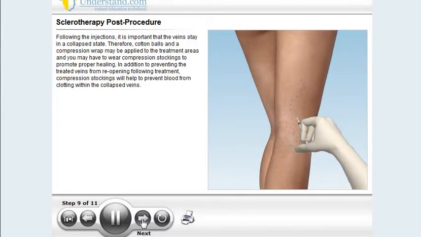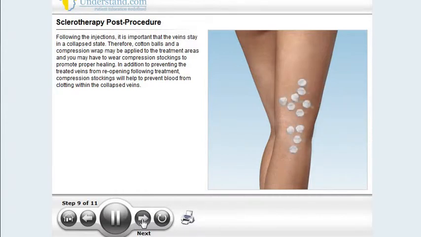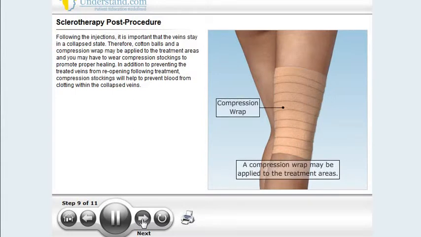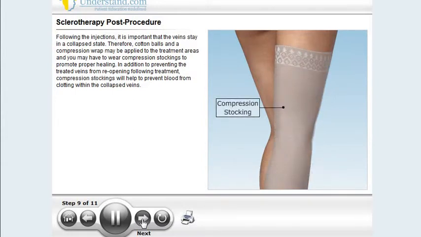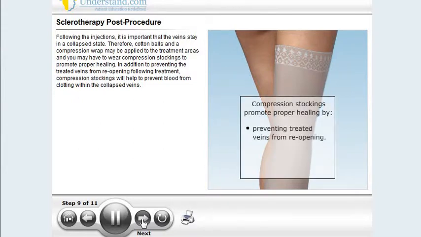Following the injections, it is important that the veins stay in a collapsed state. Therefore, cotton balls and a compression wrap may be applied to the treatment areas, and you may have to wear compression stockings to promote proper healing. In addition to preventing the treated veins from reopening following treatment, compression stockings will help to prevent blood from clotting within the collapsed veins.